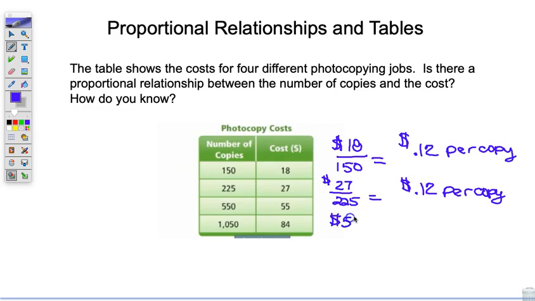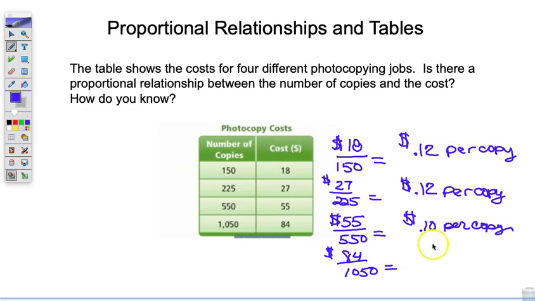In the third one, I get $55 divided by 550. This actually ends up being 10 cents per copy. Now this should make sense to you, as the more copies we're making, the cost seems to get a little bit lower. Much like when you purchase things in bulk, the more you buy, the cost should go down. In the last one, it looks like it's going to be 8 cents per copy.